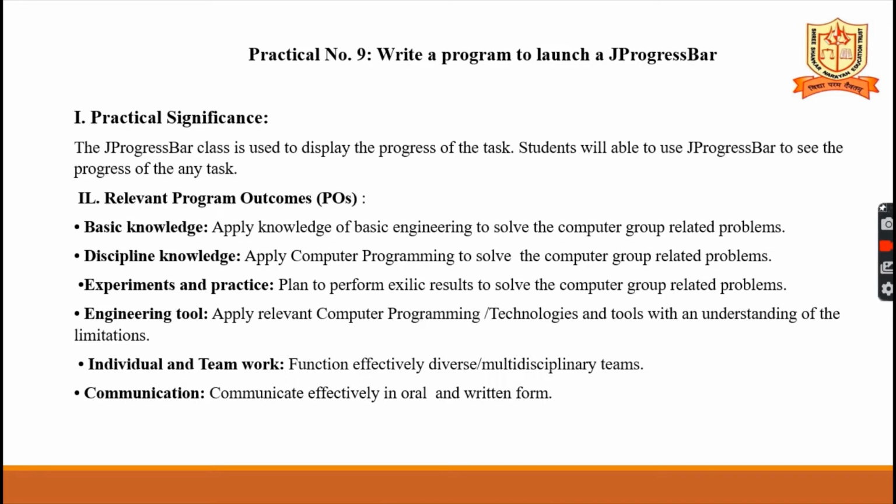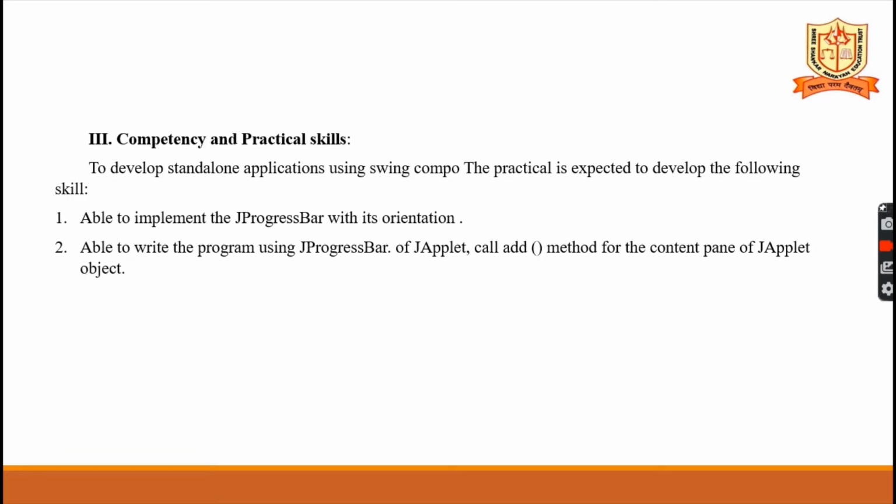So what are the relevant program outcomes? Basic knowledge, discipline knowledge, experiments and practice, engineering tools, individual and teamwork, communication. These are the program outcomes. Next, competency and practical skills.